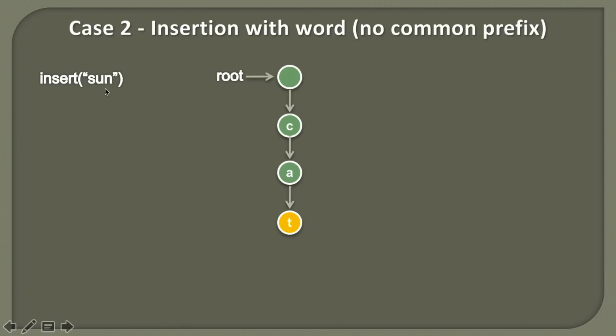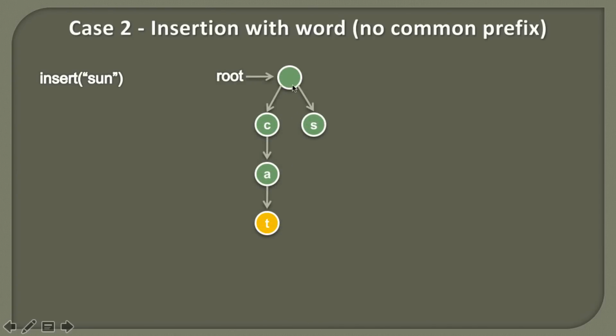So this is an altogether completely new word into this existing trie. So we'll see how we can insert sun into this trie. We'll start from the root, and first we will insert S. So it would look something like this, that there is now another branch which takes in a word S from the root.